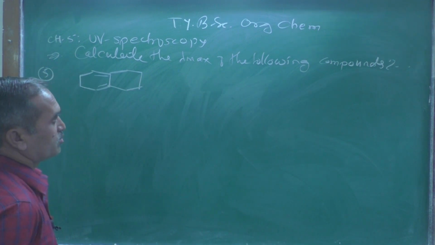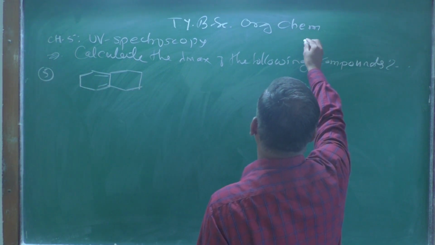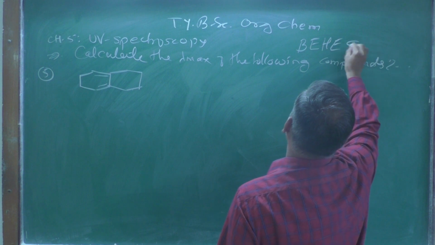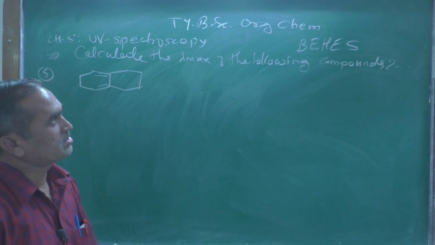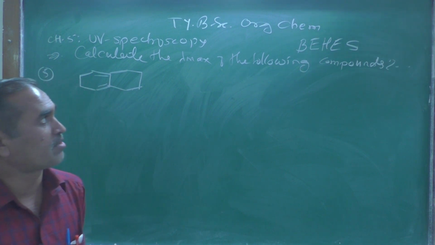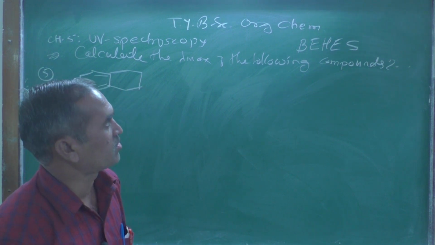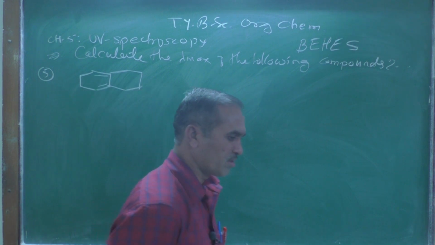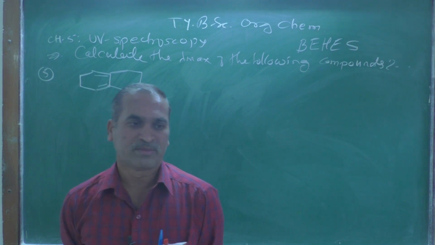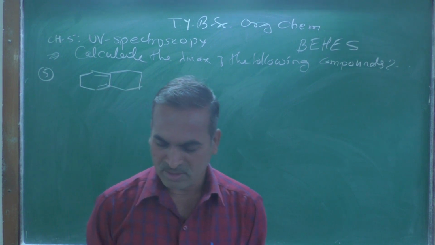So how do you solve it? As we know, our standard short form, that is the 5-word short form: B stands for base value, E stands for exocyclic, A stands for homoannular system, E stands for extended conjugation, and S for the substituent. There are different substituents, and if different substituents are there, how much to add as an increment, that also we have discussed in our previous lectures.